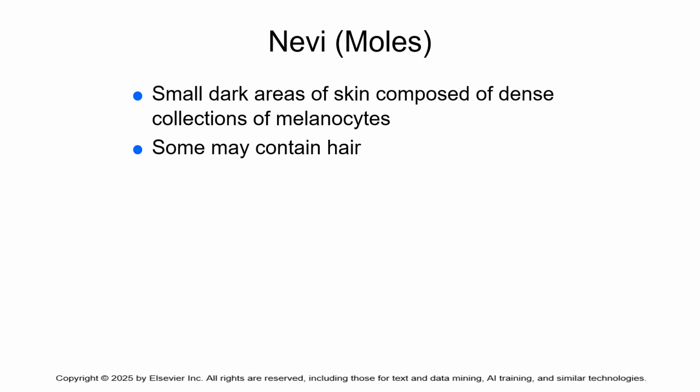Nevi is another name, or the actual term, for a mole. It's small, dark areas of the skin with dense collections of the melanocytes. It can include a hair or hairs within it. One of the things with nevi is they can become malignant. This is the reason why we say whenever a mole changes it is something that probably needs to be evaluated, because of that potential.